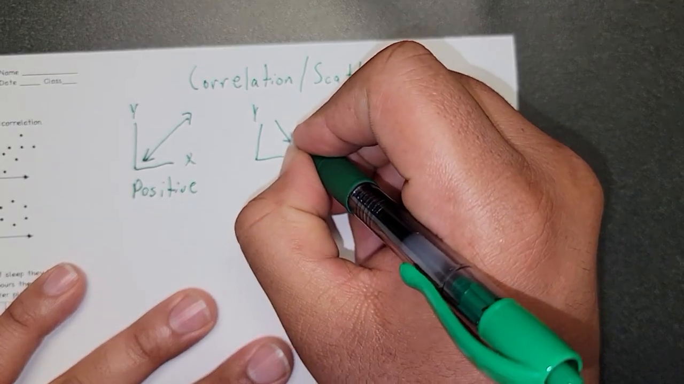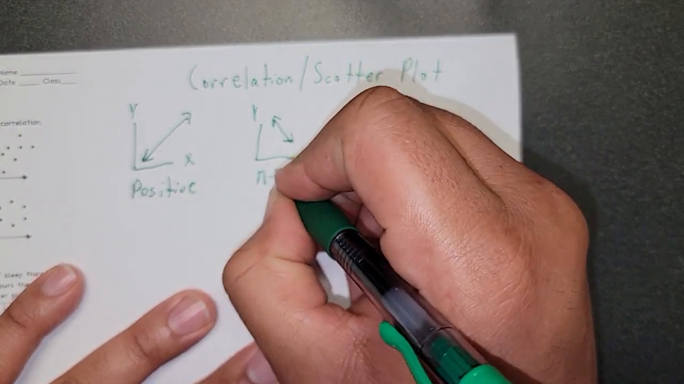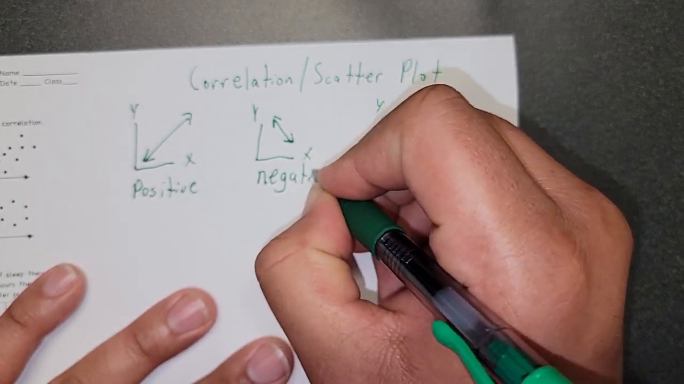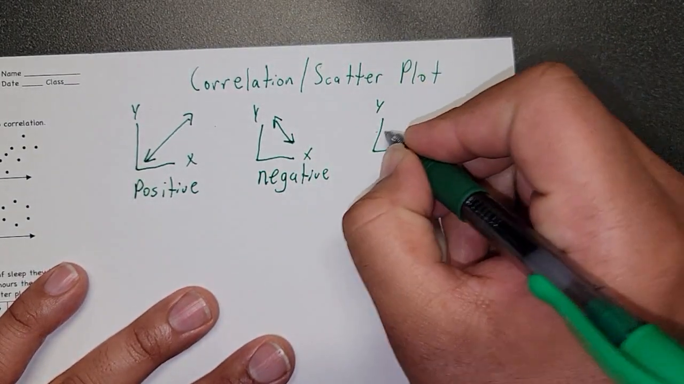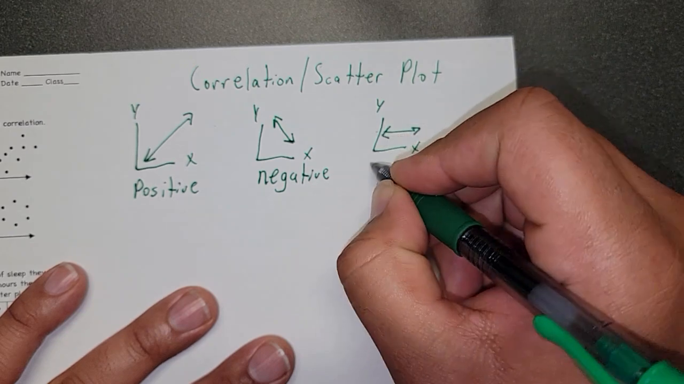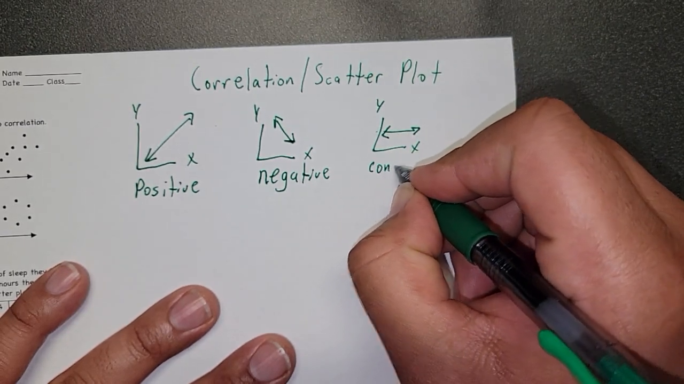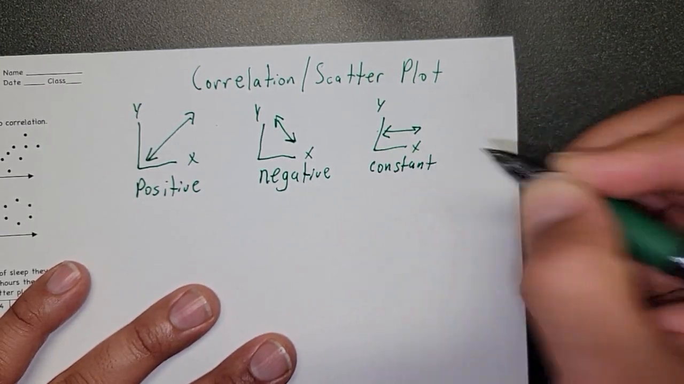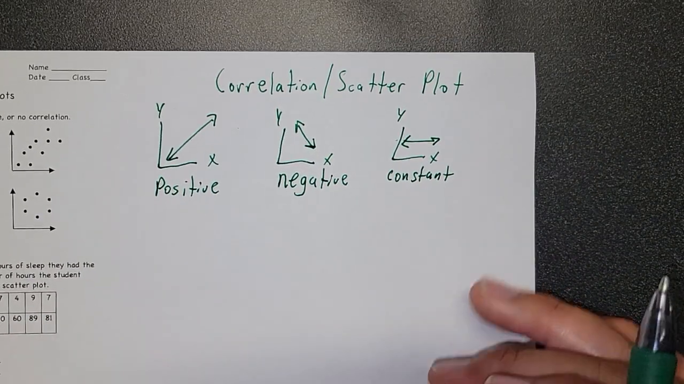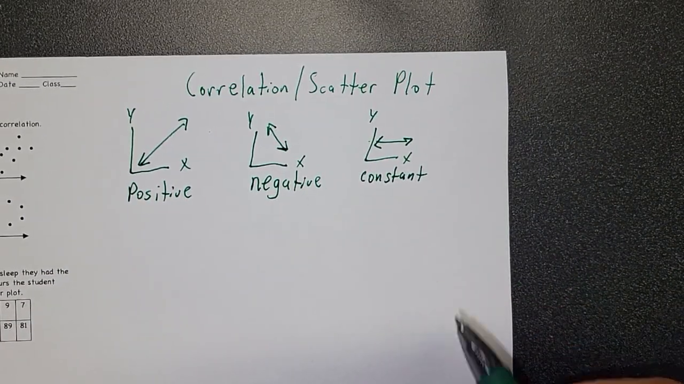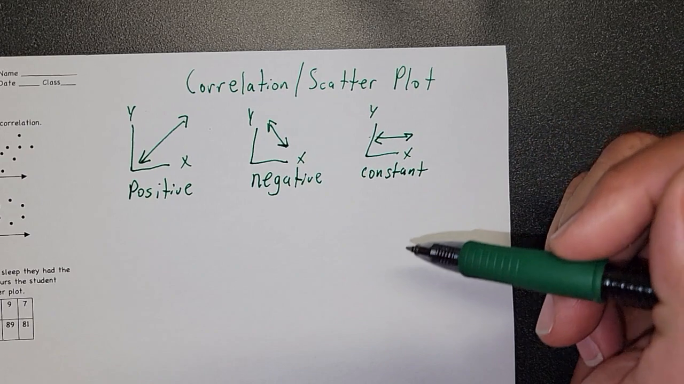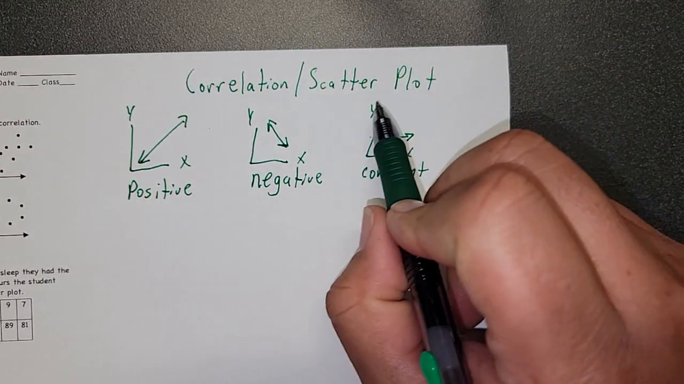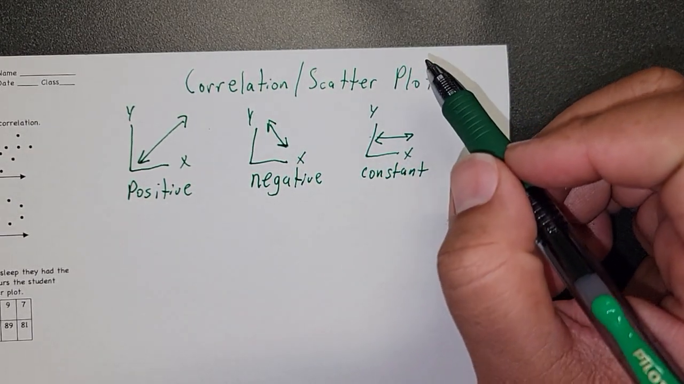A line that goes in a downhill direction. This is negative. A line that goes in a straight line is constant. Okay, so esas son las líneas básicas de matemáticas, pero vamos a hablar de scatter plots. So you guys, a scatter plot is a bunch of dots.